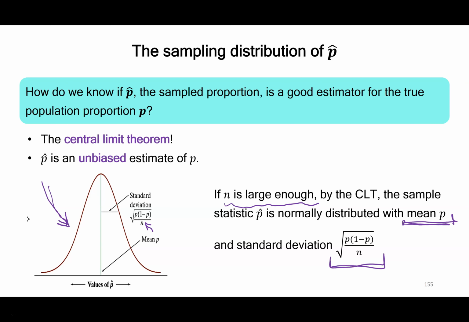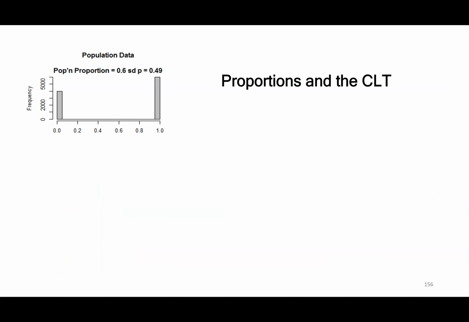So now we have to get at what is large enough. It is going to depend on whether or not we're doing a hypothesis test or a confidence interval. But let's just show you first what's going on with proportions in the central limit theorem.